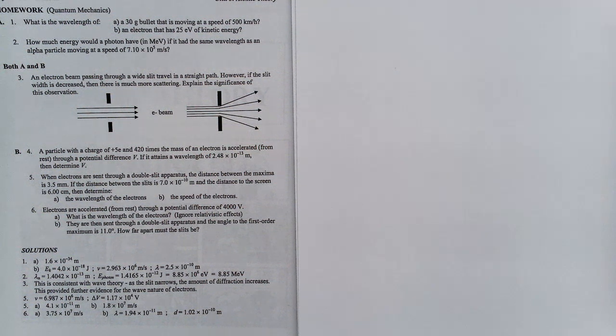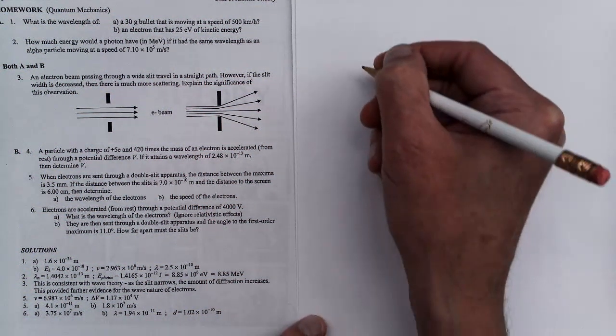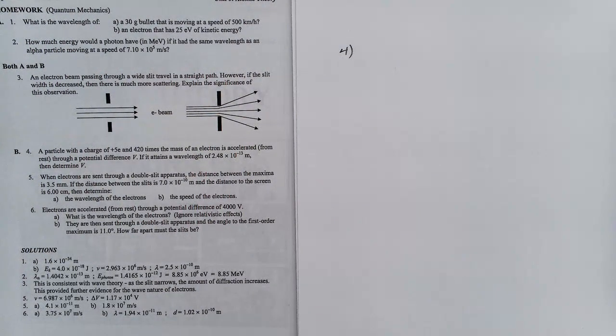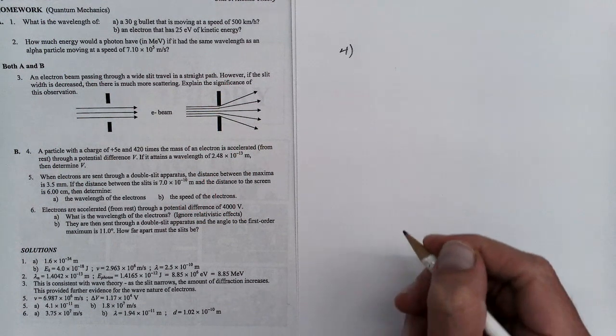All right, Physics 30s, let's do question number 4 here on quantum mechanics. A particle with a charge of +5e and 420 times the mass of an electron is accelerated from rest through a potential difference V. If it attains a wavelength of 2.4 E negative 13 meters, then determine the potential difference V.